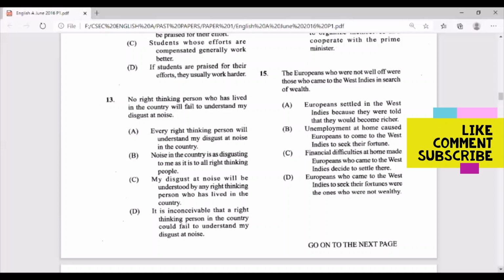D, it is inconceivable that a right thinking person in the country could fail. All right, we're not even going to go any further with that. This sounds too harsh. We're not saying that they could fail. We're saying they know. If you are a right thinking person, you will know. And so I'm gonna go with C as the best option, because we're saying if you live in the country, I like that. A doesn't talk about living in the country, these right thinking persons. So C is our final answer.